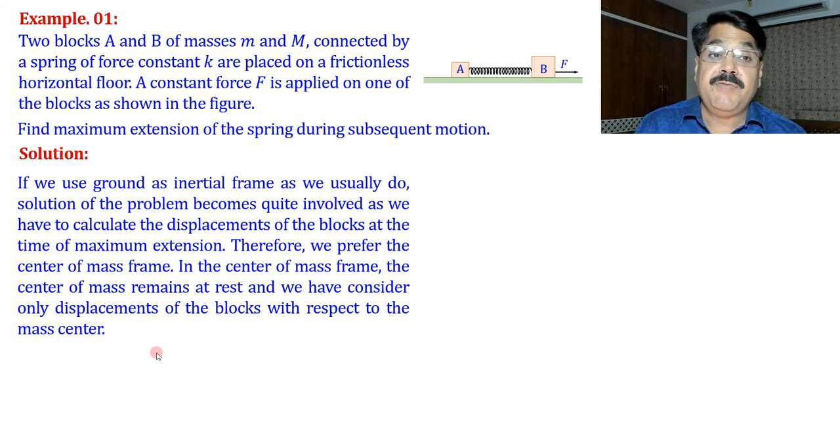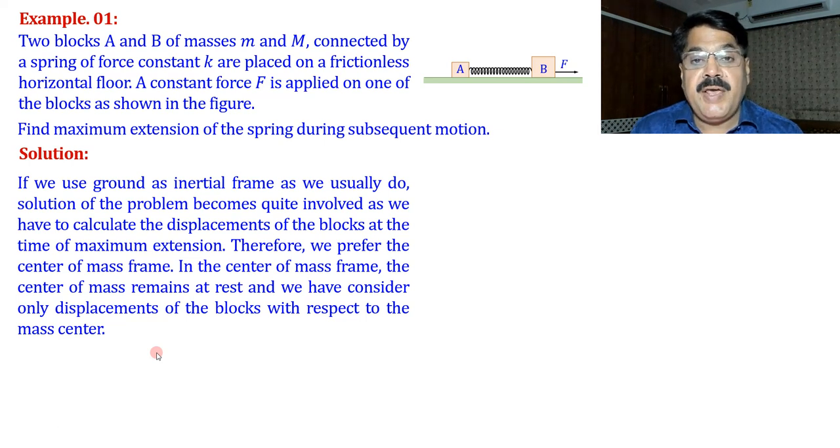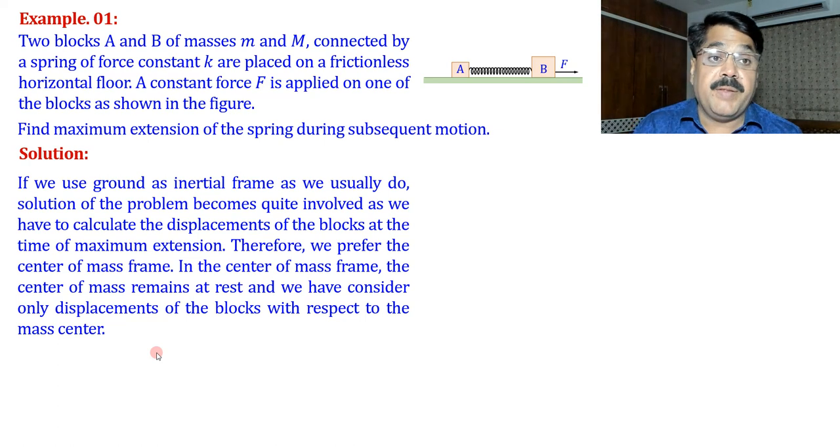So in this way, we can write how the extension is shared by the masses. The displacement of block A with respect to the mass center and the displacement of block B with respect to the mass center will be in reciprocal ratio of the masses. So that will provide a very simple idea and simplicity in solving the problem. One thing again, in the center of mass frame we have this simplicity, but in the ground frame, we have to write displacements with respect to the ground.